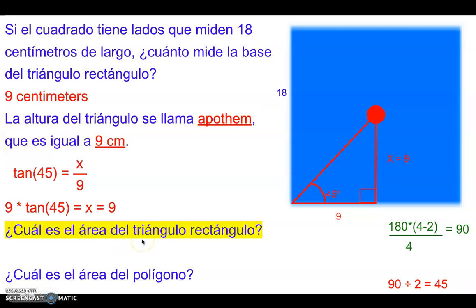All right, so finding the area. That's going to be 9 times 9. So I'm taking this side multiplied by this side, and then divido dos. That's 40.5.